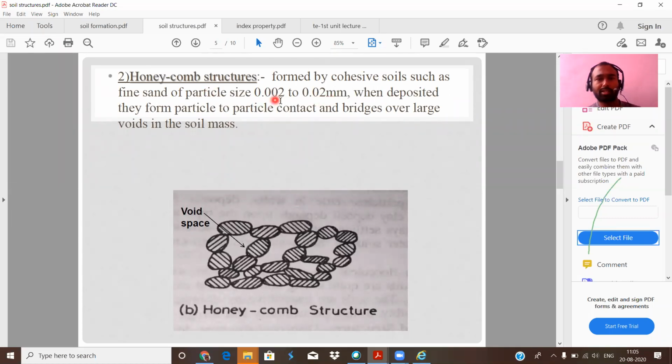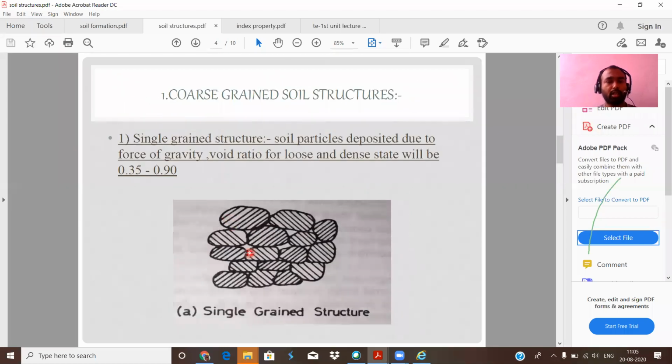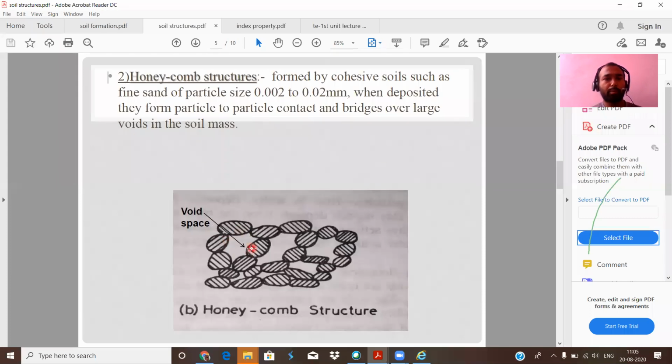This honeycomb structure is not a stable structure because the structure is present due to the presence of moisture around the particle. After the drying process, the moisture present in the soil is evaporated. If any load or any vibration is created, automatically the structure disappears, and it again comes into the single grain structure. So honeycomb structure is not a permanent structure.